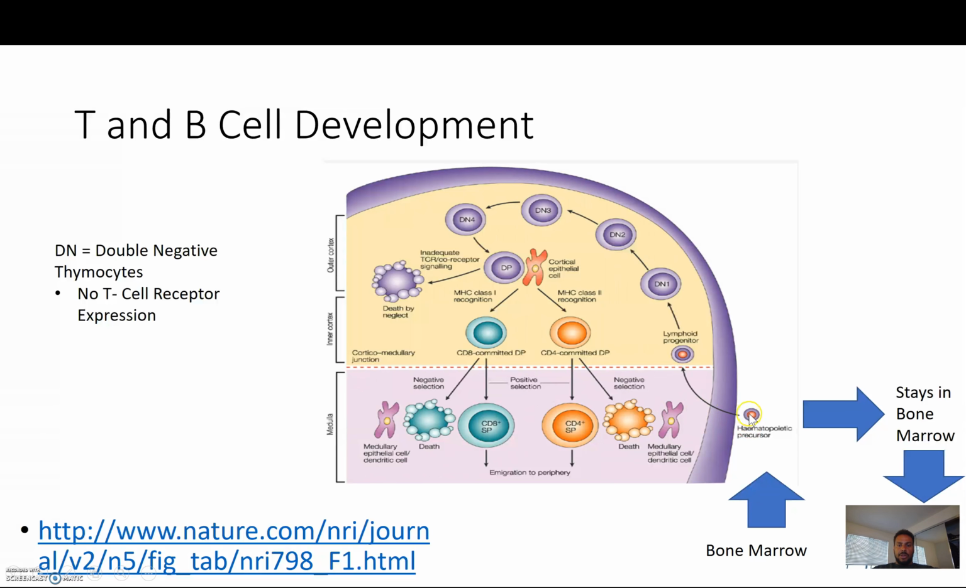When the hematopoietic precursor gets into the thymus, it becomes a lymphoid progenitor, and this DN stands for double negative thymocytes. It means that they don't have the T cell expression, and as they differentiate, they end up getting the T cell receptor, and they're expressing it. If there's neglect, which we'll talk a little bit more about, usually because of autoimmune recognition, those T cells will then go on and die. Then from there, we have a committed CD8, CD4, and they will differentiate into our mature T cells.